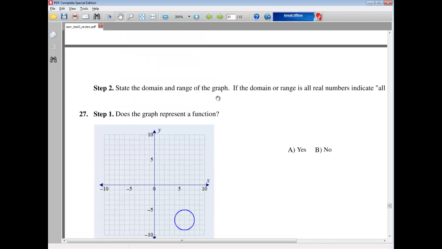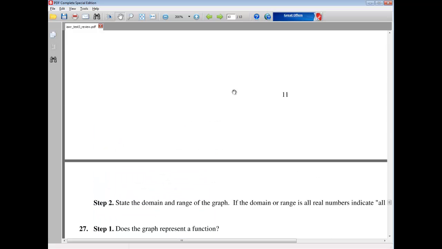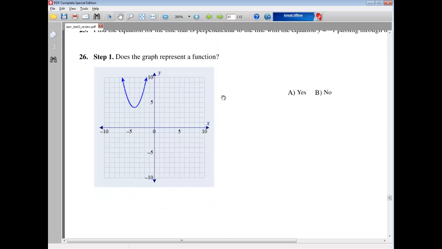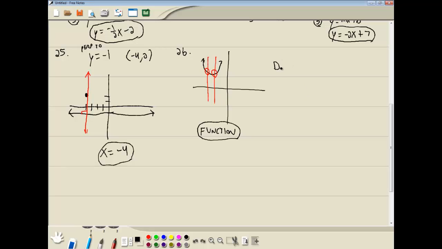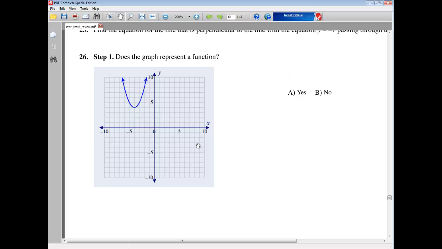Okay, domain and range of the graph. Thought I was done. Guess not. Okay, domain. Now domain is your x values where your graph exists. So this keeps following the same pattern forever. It's going up forever, and as it's going up, it's slowly going left.